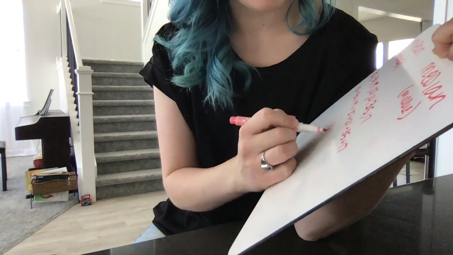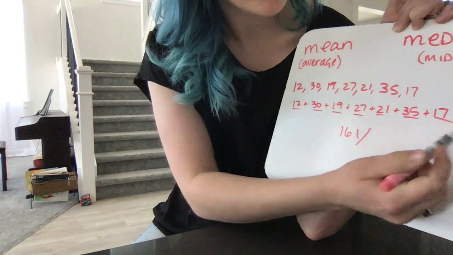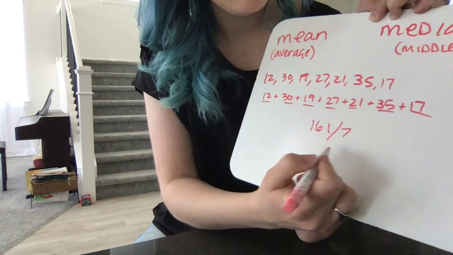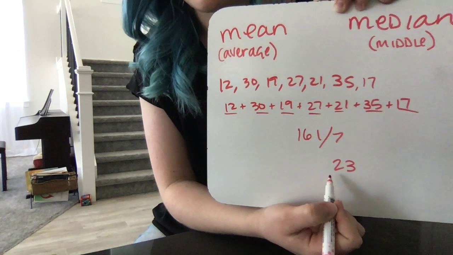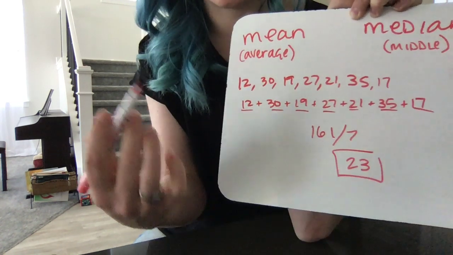Now we're going to divide by how many there are. There are 1, 2, 3, 4, 5, 6, 7. So 161 divided by 7 gives me 23. 23 is a little bit smaller than 24, so the 17 pushed the mean slightly to the lesser side.